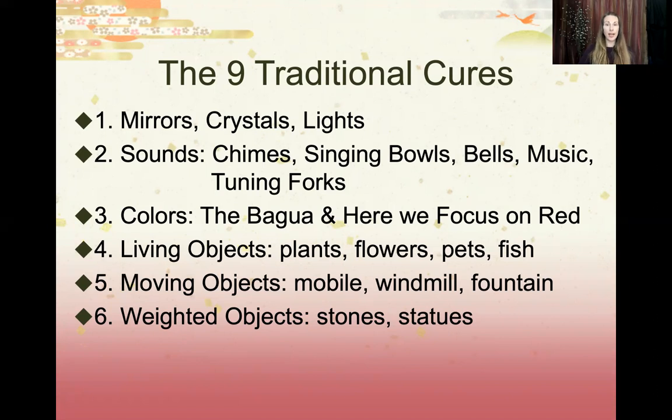Colors. So again, using the Bagua. In this presentation, we're going to really focus on red because it's such a powerful color. Living objects. So looking at plants, flowers, pets, and fish. We definitely have addressed some of these things already when we've talked about energy and when we've looked at the 5 elements. Moving objects, so mobiles, windmills, fountains. Weighted objects to help with grounding, so statues and stones.